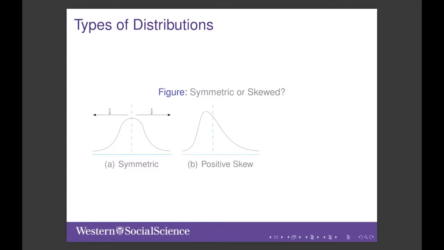There are two kinds of skewed distributions. Positively skewed ones, or ones we would call right skewed, are those that have a longer tail pointing in the positive direction. Negatively skewed distributions have a longer tail pointing in the negative direction.